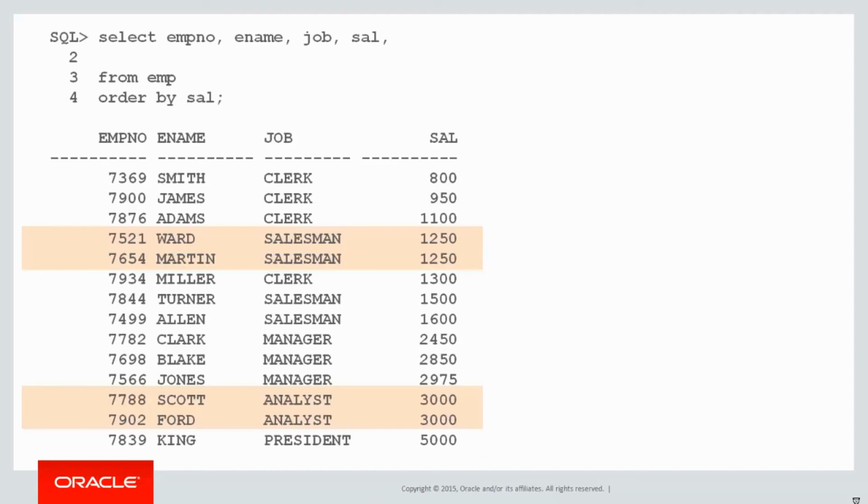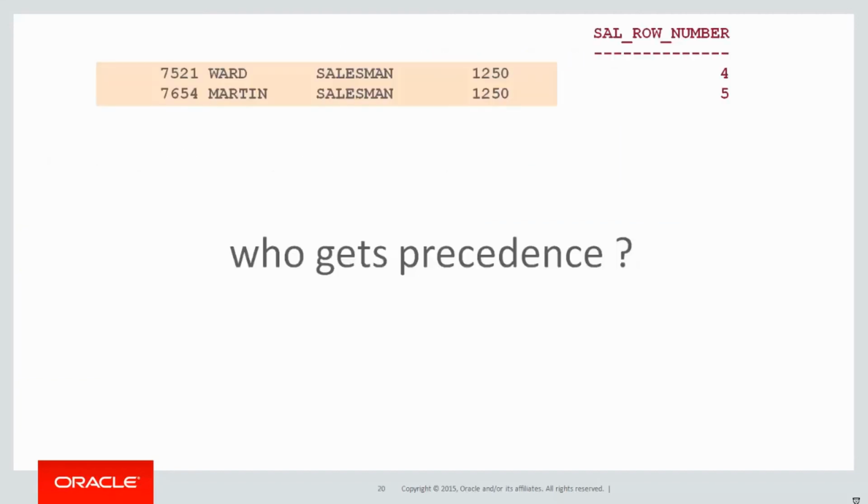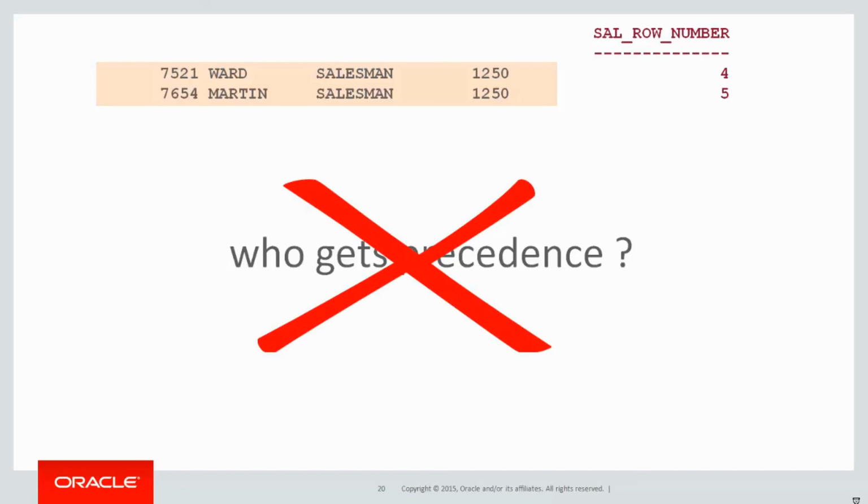Here's our same data again with the 2 ties in there. Now we use the row number function. Once again, we didn't need partition, we didn't need windowing clauses, we're just ordering by salary. Now, you can see the salary row number column we've just created has the numbers 4 and 5 and 12 and 13 respectively, even though those values are a tie for the salary. So the obvious question is, who gets precedence? Why did Ward get a row number of 4 and Martin get a row number of 5, for example? Well, it's indeterminate, right? There is no rule that says who will get 4 and who will get 5. You can't just make an assumption that that will always be the case.